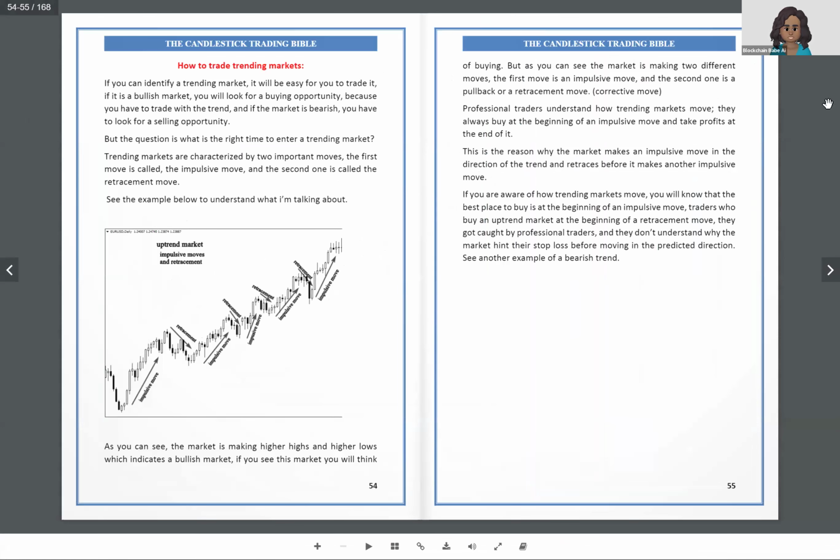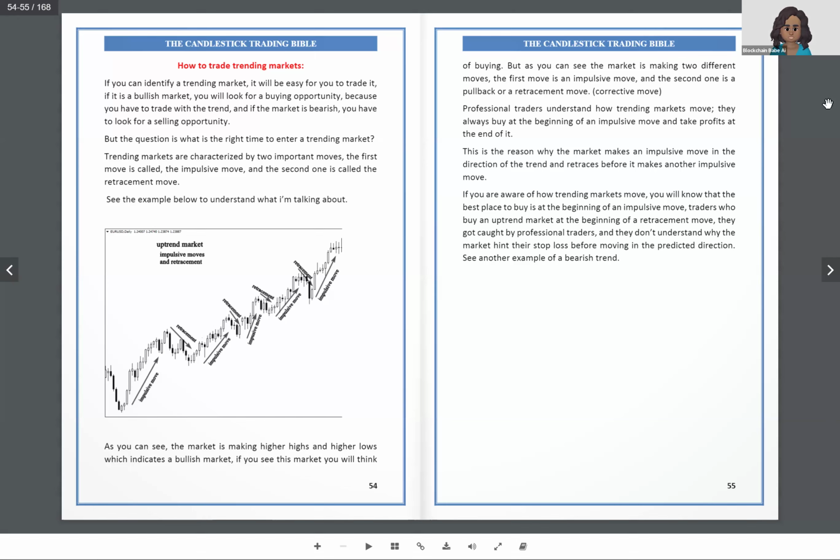Professional traders understand how trending markets move. They always buy at the beginning of an impulsive move and take profits at the end of it. This is the reason why the market makes an impulsive move in the direction of the trend and retraces before it makes another impulsive move. If you are aware of how trending markets move, you will know that the best place to buy is at the beginning of an impulsive move. Traders who buy an uptrend market at the beginning of a retracement move get caught by professional traders, and they don't understand why the market hit their stop loss before moving in the predicted direction.